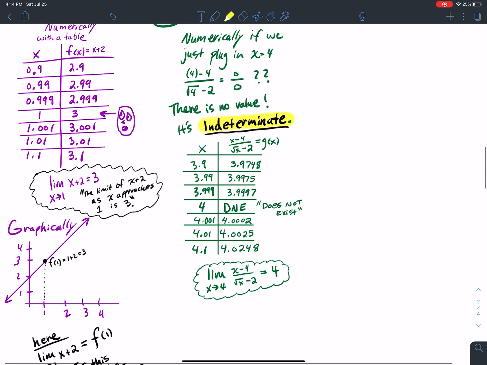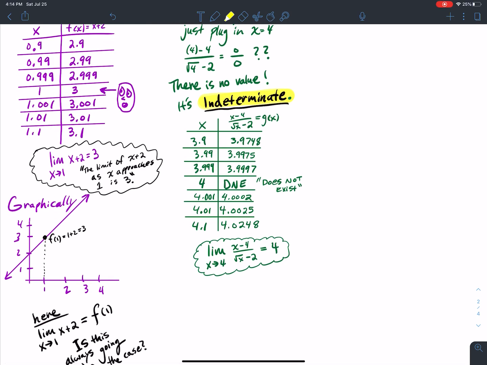So the limit as x goes to 4 of this function is equal to 4. Now, why do we say it's equal to 4? Well, look, as I plug in numbers that are closer and closer to 4, what does it look like the value's approaching? 3.999 on one side and 4.0002 on the other. It looks like it's honing in on 4, okay?